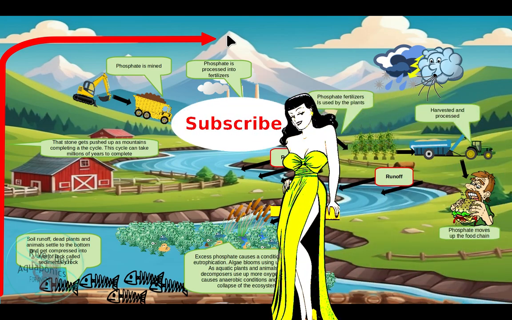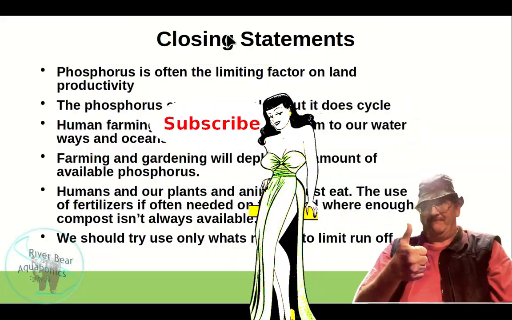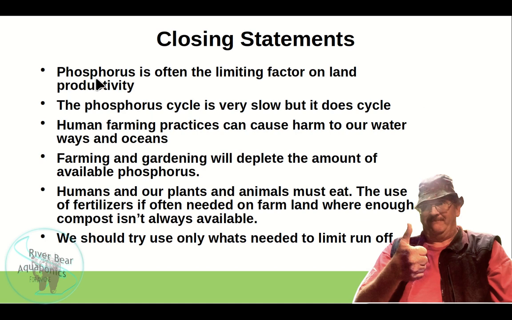In closing, phosphorus is often the limiting factor in land's productivity. The phosphorus cycle is very, very slow. Human farming practices can cause harm to our waterways and oceans. Farming and gardening will deplete the amount of available phosphorus because of how slow the phosphorus cycle is.